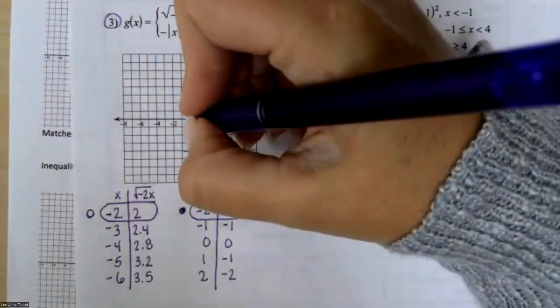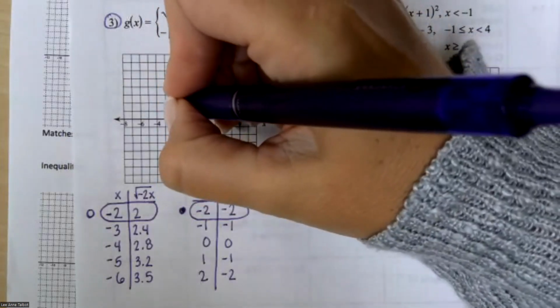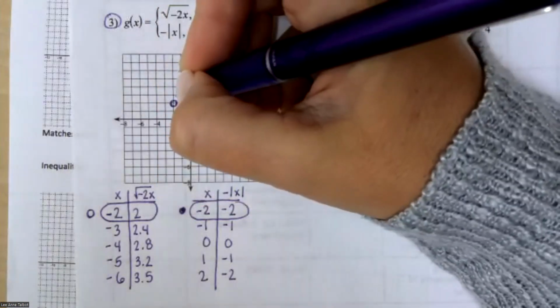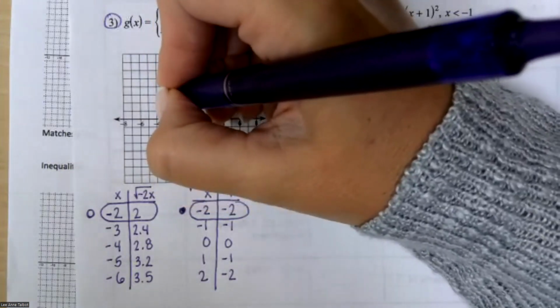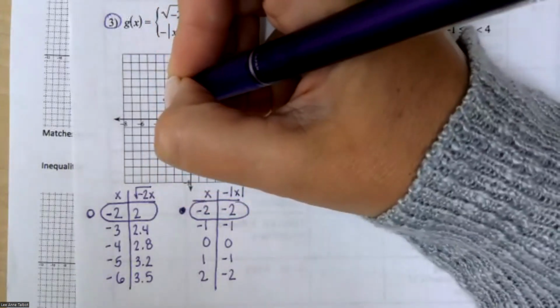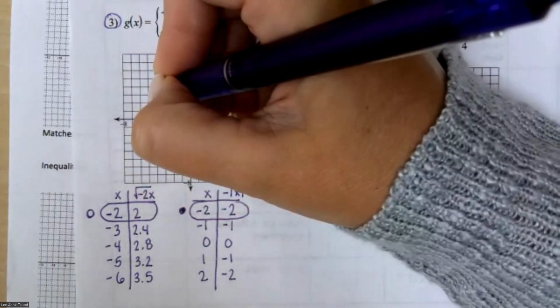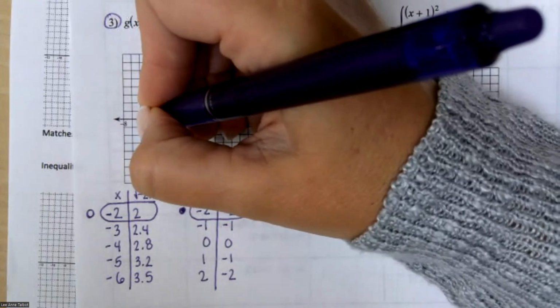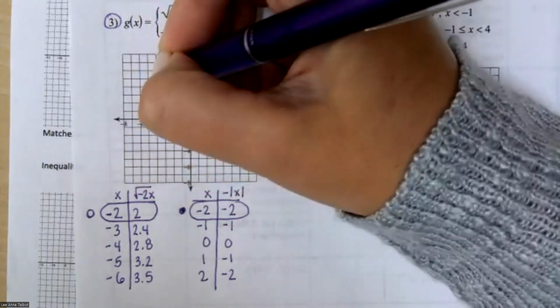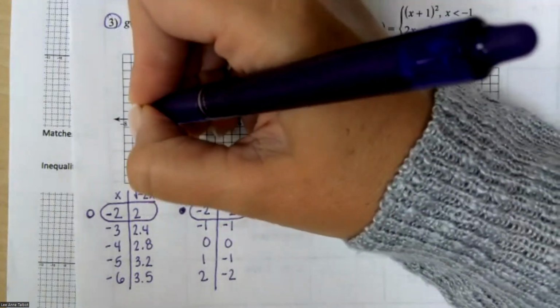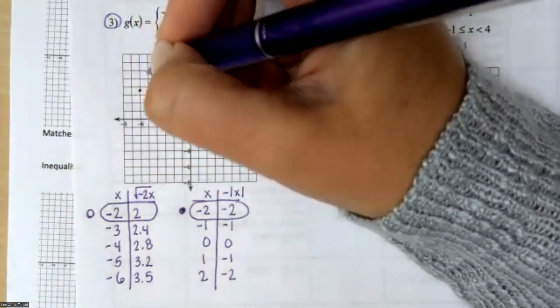And now we graph. Negative 2, 2, open. Negative 3, 2.4. Negative 4, 2.8. Negative 5, 3.2. Negative 6, 3.5.